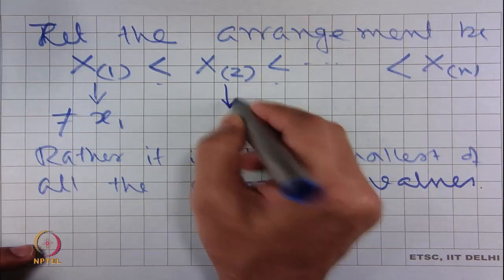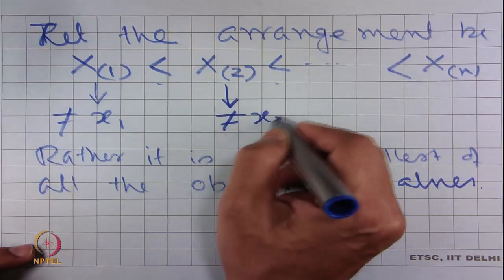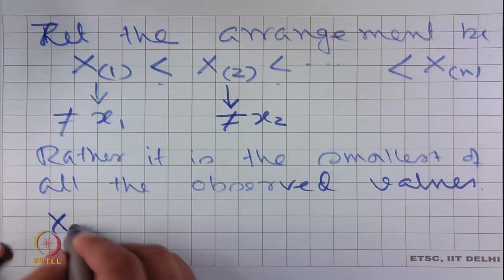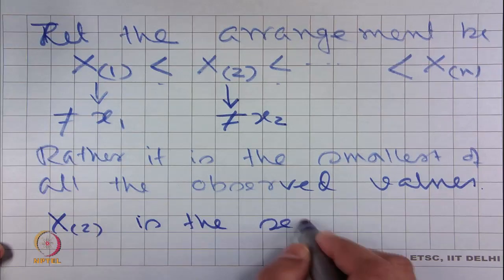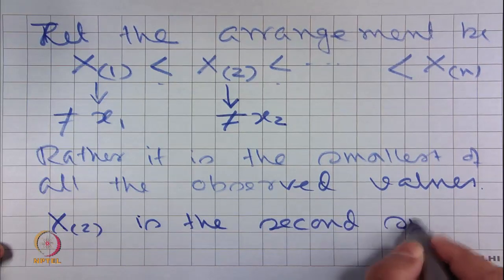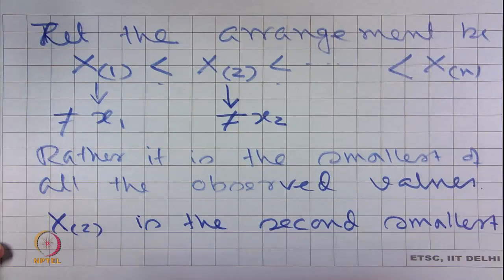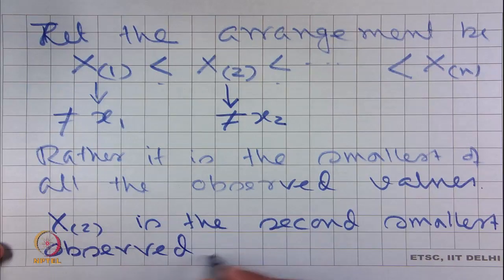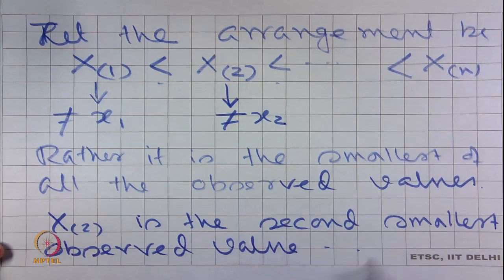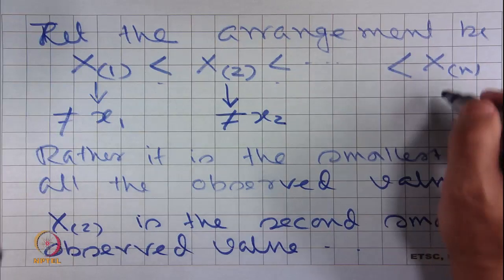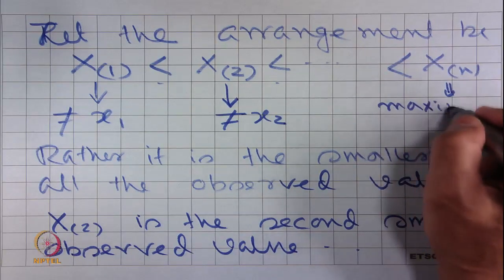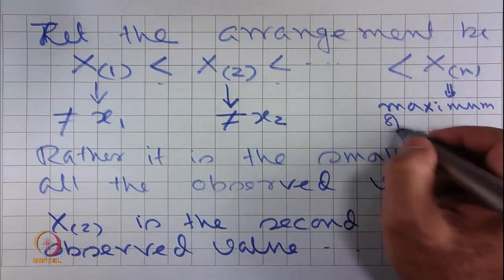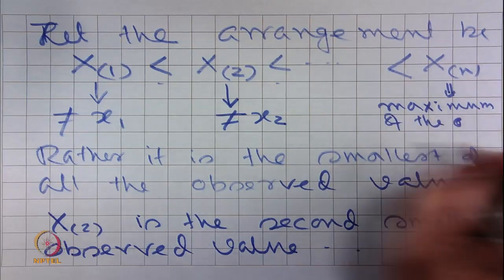X bracket 2 is similarly not necessarily equal to x 2. X bracket 2 is the second smallest observed value, etc. And x bracket n is the maximum of the values.